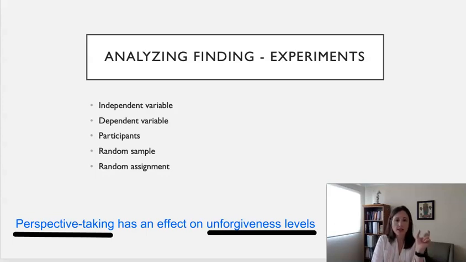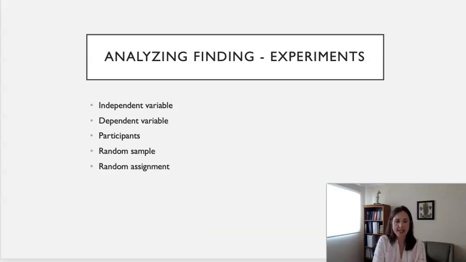Unforgiveness levels was my dependent variable. So that's an easy way to tell which is which. And your participants, these are the people in your study. They used to be called subjects, but that was, I don't know, making them sound like lab rats, and they're people. So we call them participants now.